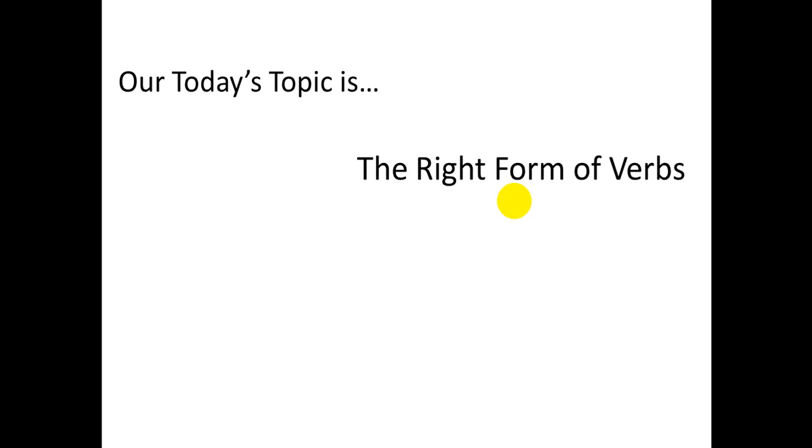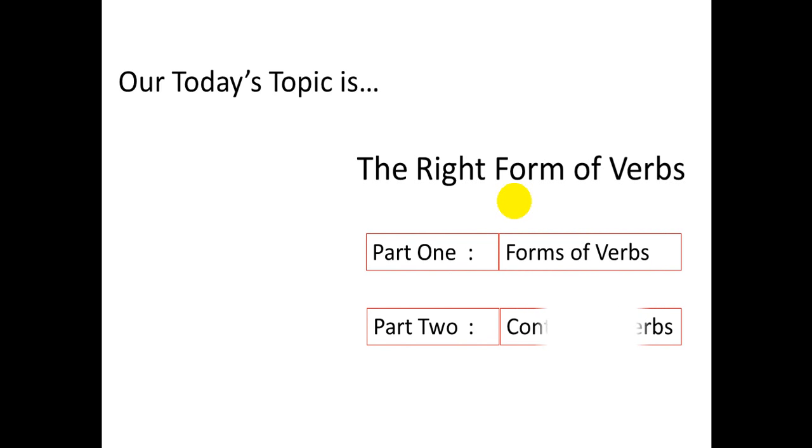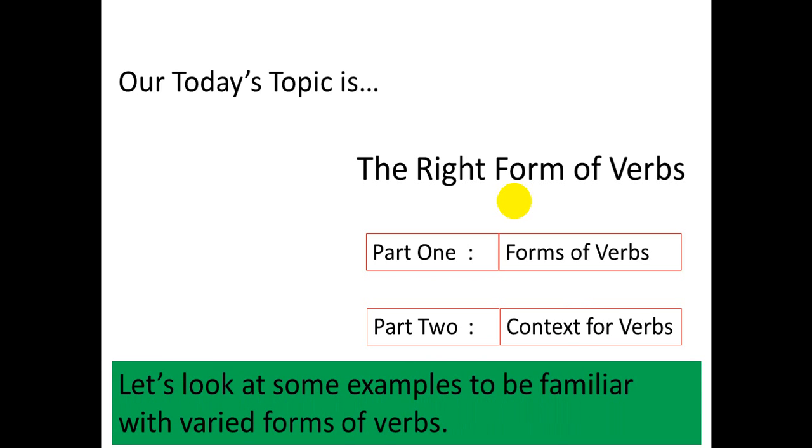Before that, let me show the parts of how I am going to present the whole class, part 1 and part 2. Part 1 will deal with forms of verbs, part 2 is going to deal with context for verbs. So let's move on to some examples that will show us some forms of verbs, because without knowing the correct forms it is quite impossible for you to put the verbs in their right forms. Okay, so let's move on.